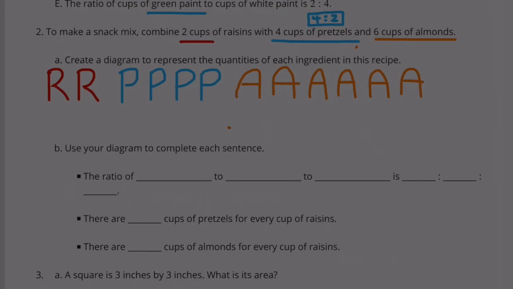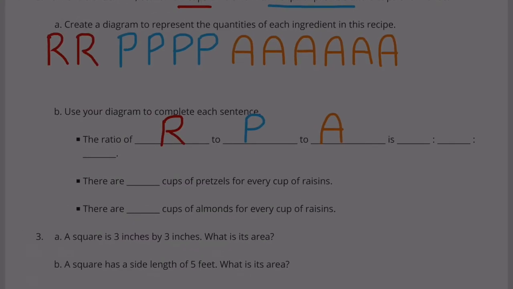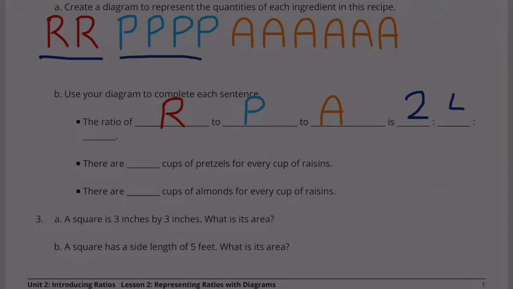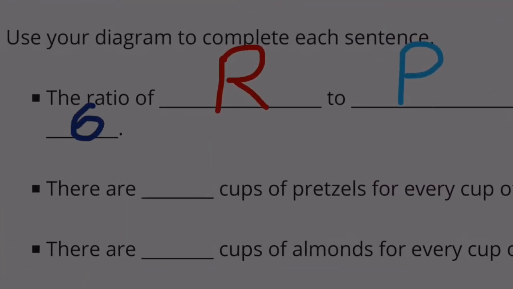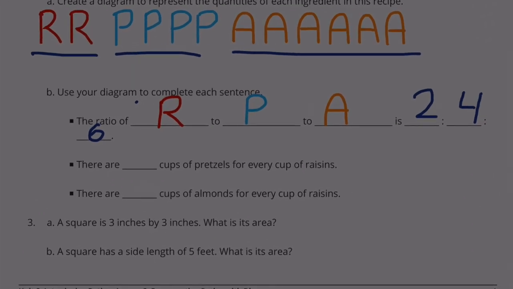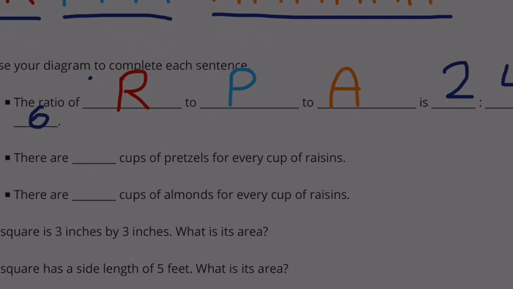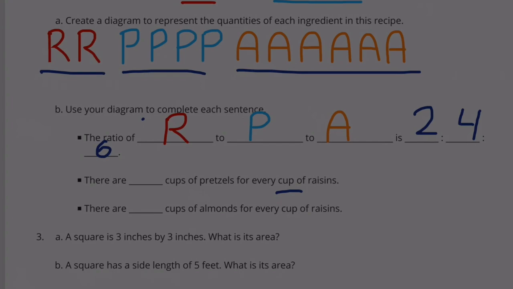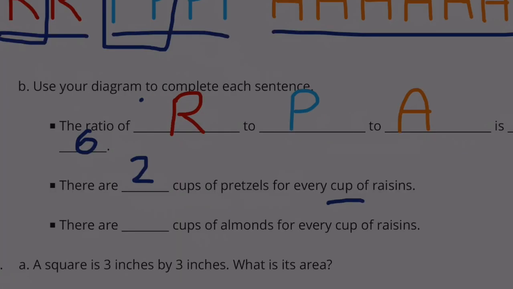Number 2B. Use your diagram to complete each sentence. The ratio of raisins to pretzels to almonds is 2:4:6. There are blank cups of pretzels for every cup of raisins. So this is singular, 1 cup. So if we were to take 1 cup of raisins, that would be half the cups of raisins. We'd have to take half the cups of pretzels. 2 cups of pretzels for every 1 cup of raisins.